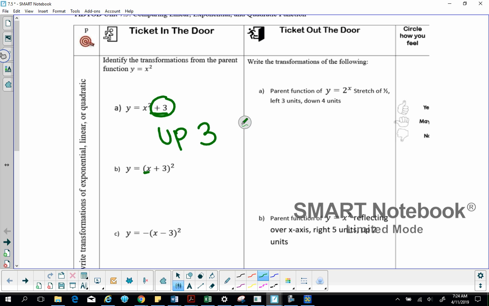When it's in the parentheses, though, which way is it moving? Left and right, right? So plus 3 is actually the opposite, and everyone is in parentheses, so this would be right, left 3. What about this one down here? If this was plus 3, it was left 3, what is this one going to do? Right. Good.